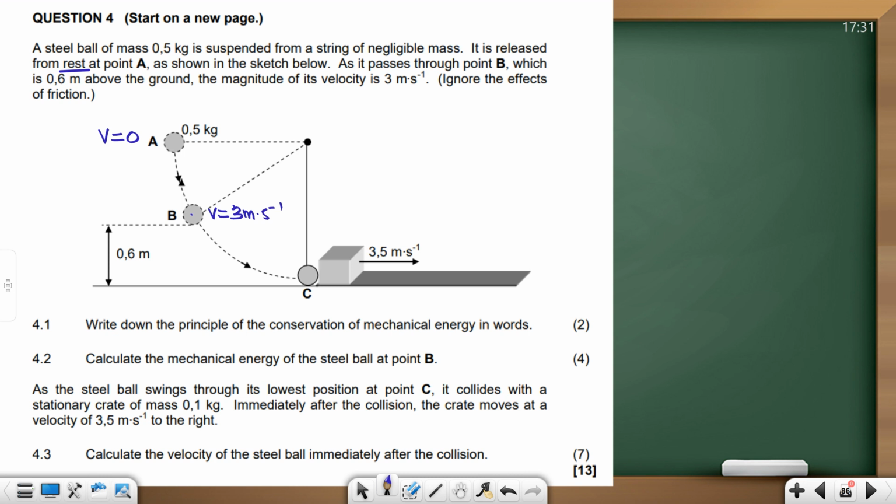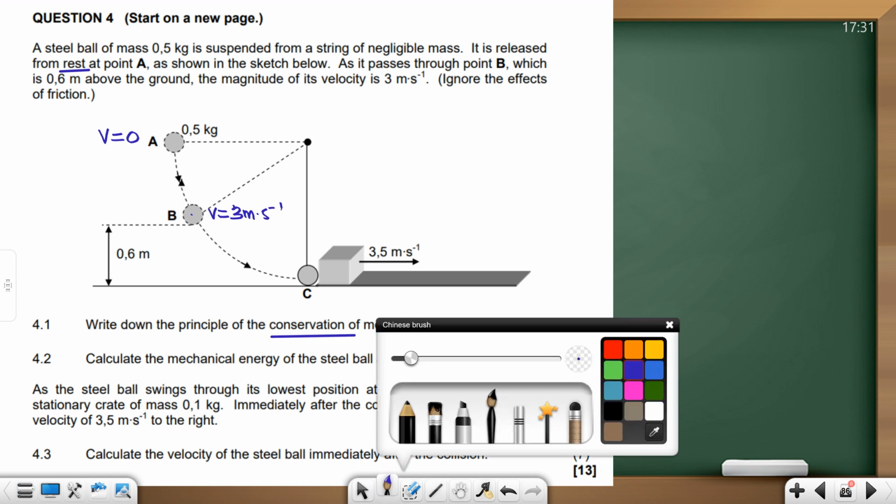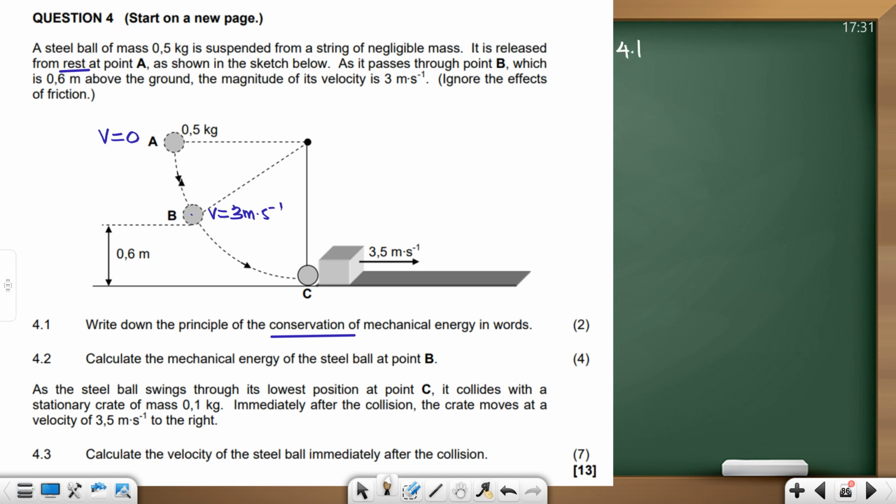All right. Look at 4.1. Write down the principle of conservation. Look, guys, once you see conservation, know that an isolated system is involved, of mechanical energy. Did we do that? Yes. 4.1. What would I say? In an isolated system, the total mechanical energy is conserved.